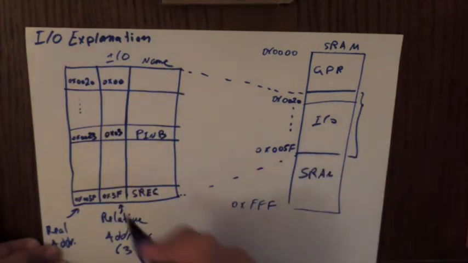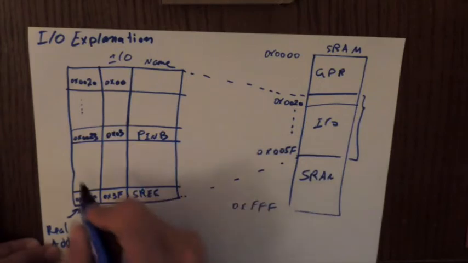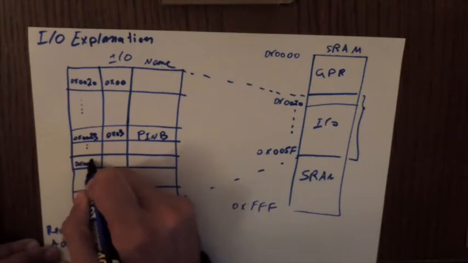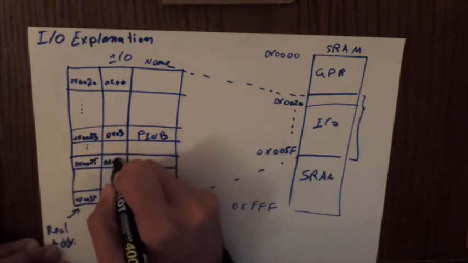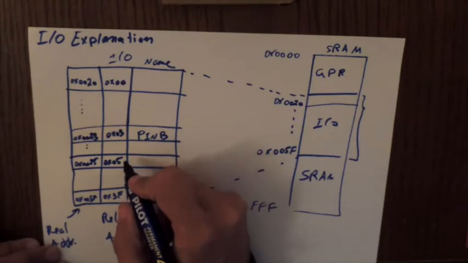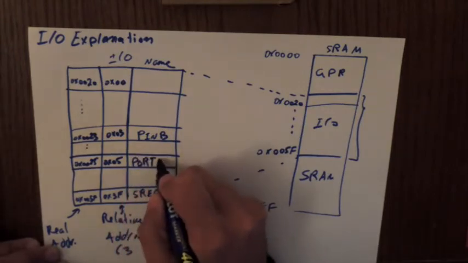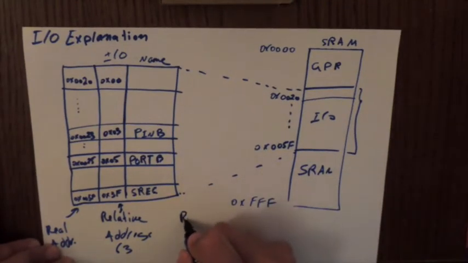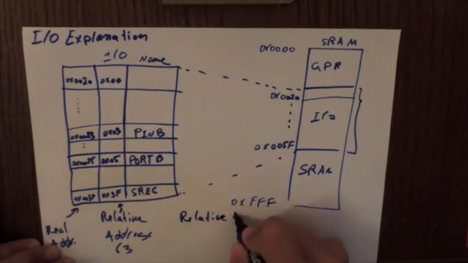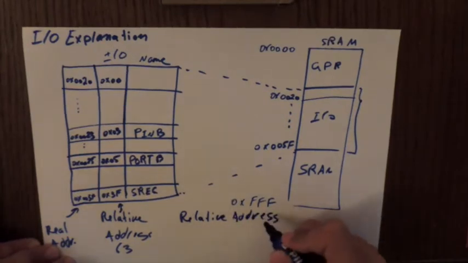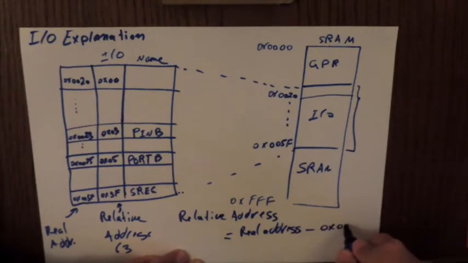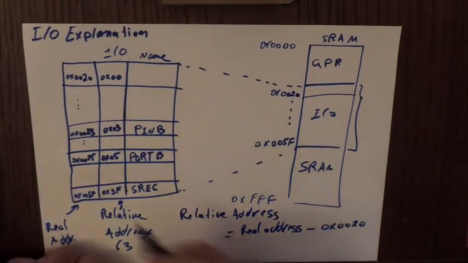Okay, now if I want another one, let's say 0x25, here it's going to be 0x05, and this will be actually port B, the output port of B. So to go to relative address, it's simply the real address minus 0x0020. So we can take any example from here.